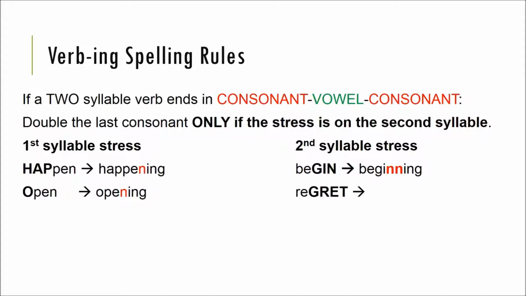Another example, open. Once again, the stress is on the first syllable, open. It's not open. So if it's on the first syllable, just add ing, opening. Now regret. Second syllable, double T, regretting. Here are some more examples.